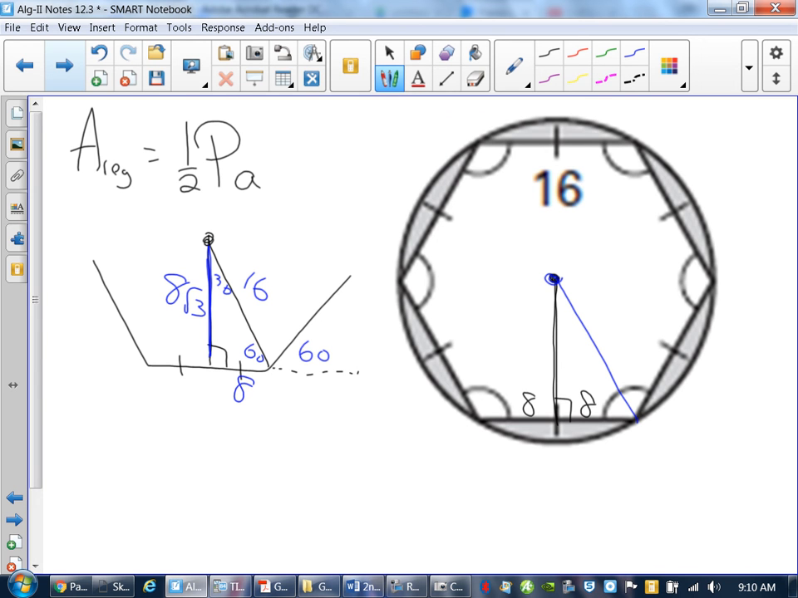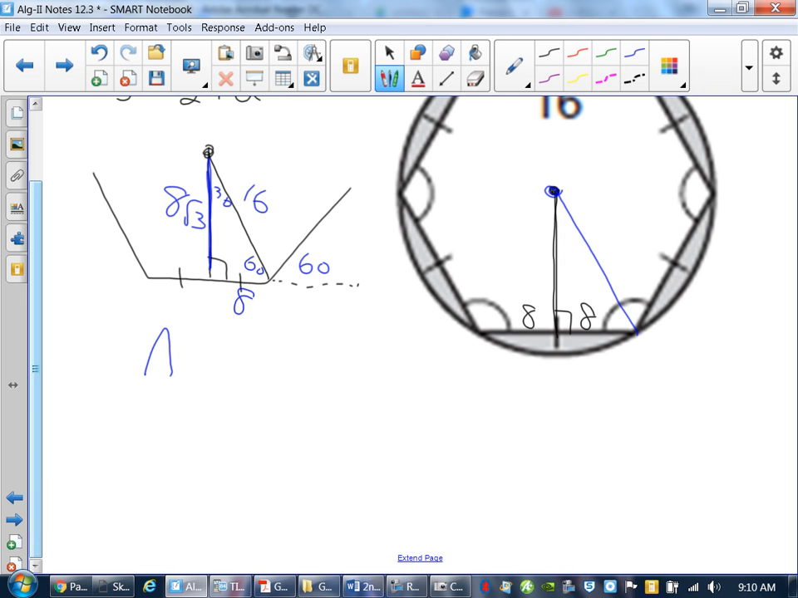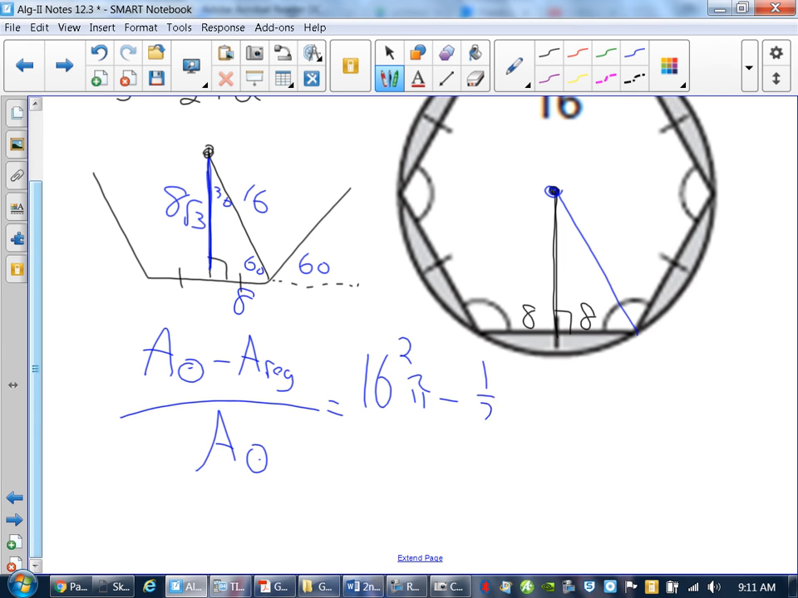So let's see here. We have the area of a circle, subtract the area of the regular polygon. And the big shape here is the area of a circle. 16 squared pi, subtract 1/2 perimeter, 6 times 16, and then I have 8√3 for the apothem, over 16 squared pi.